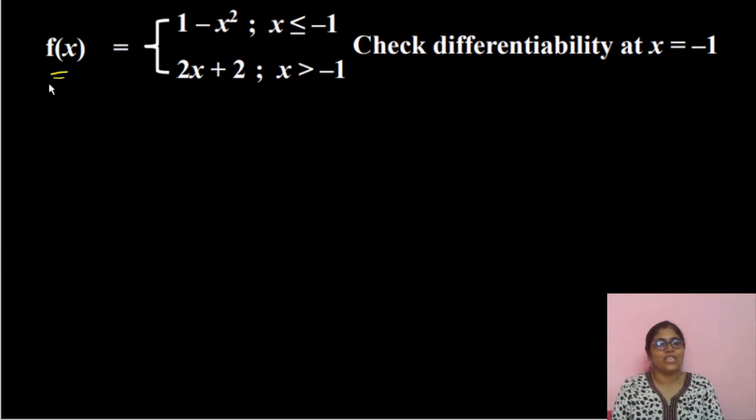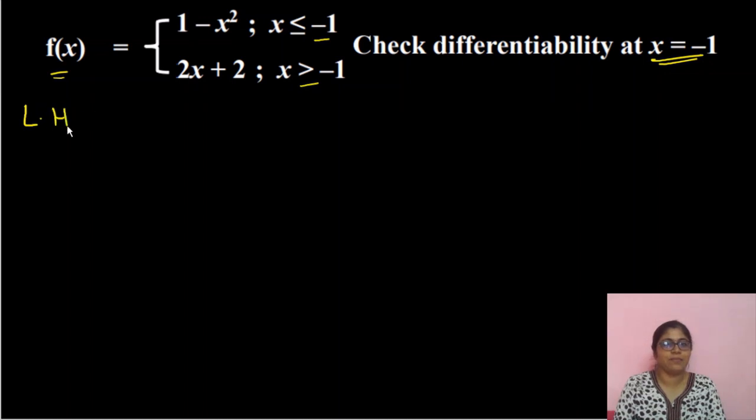Now let's solve a problem so that you will be clear with the concepts of differentiability. f(x) is a function which is defined as 1 minus x square when x is less than or equal to minus 1, and it is 2x plus 2 when x is greater than minus 1. We have to check the differentiability at x is equal to minus 1. For checking the differentiability, we have to find the left hand derivative and the right hand derivative. So let's find the left hand derivative.